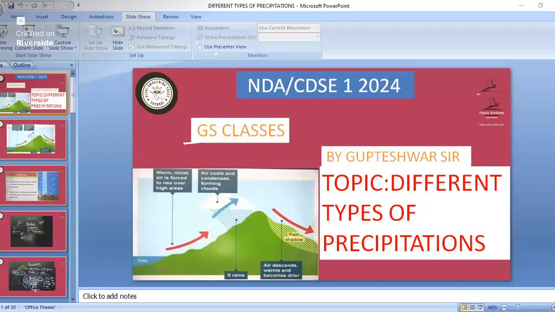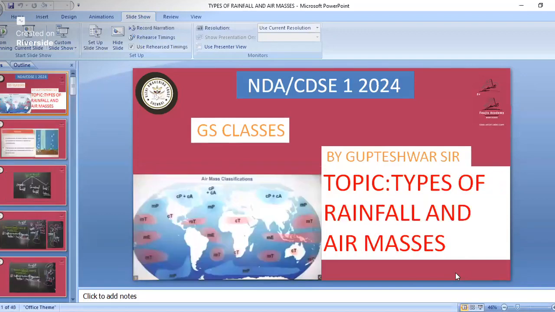So this was part of all those other parts like precipitation and its different types. Now we'll see about the rainfall and its different types. After studying rainfall, we'll see about the air masses.